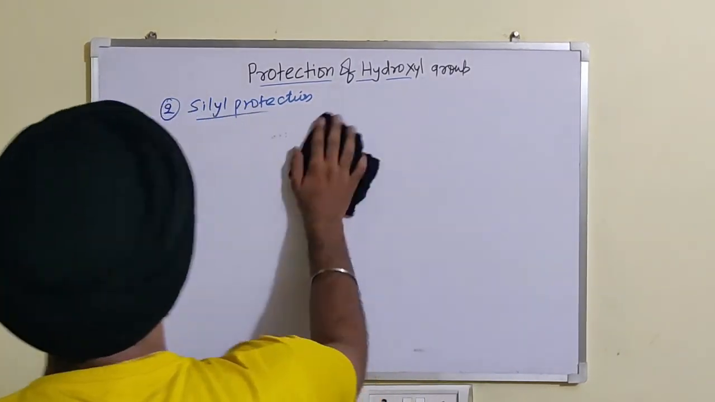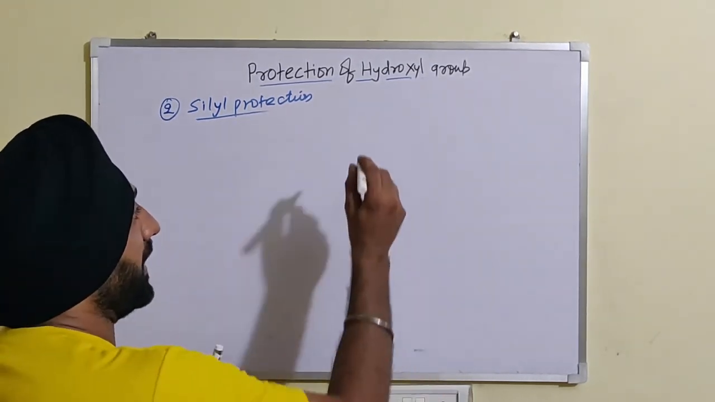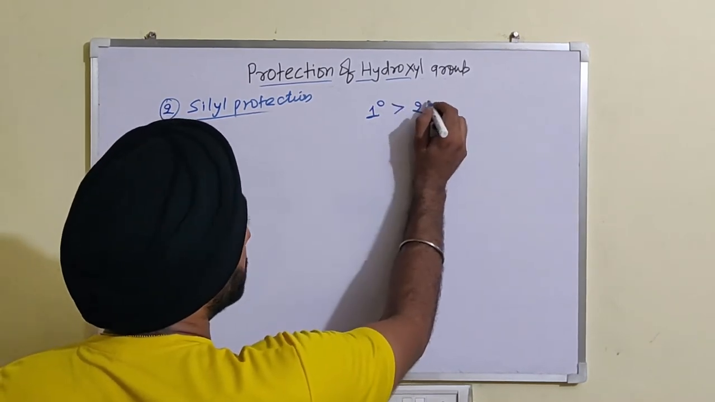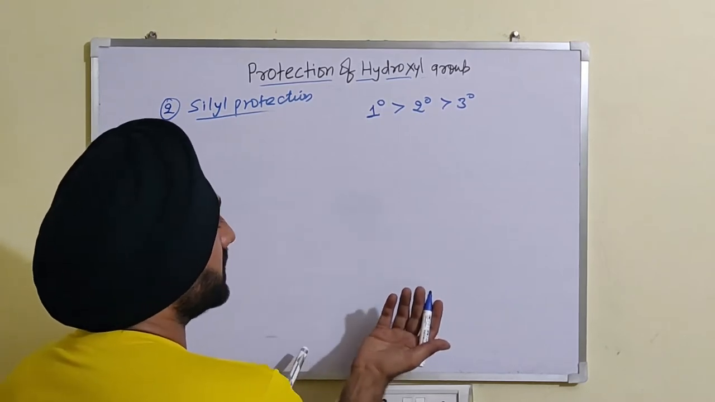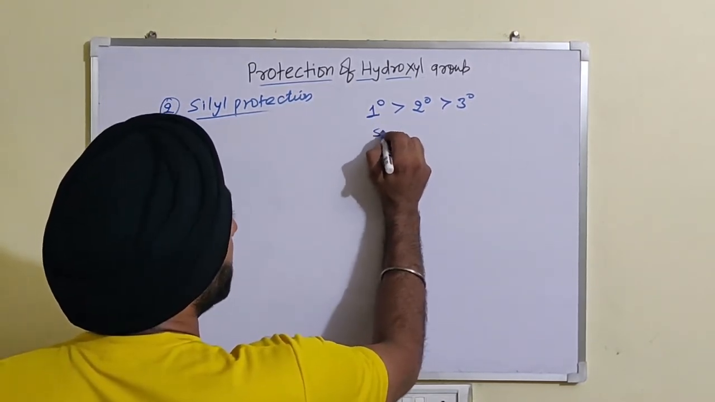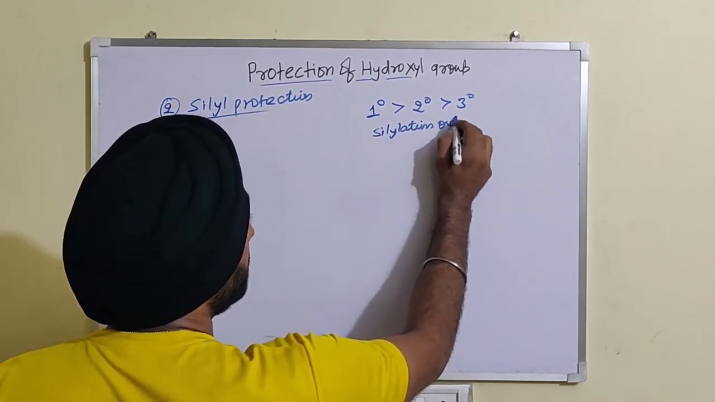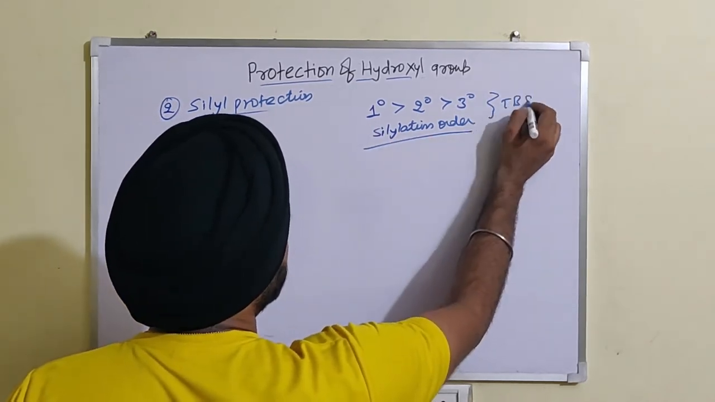Also, for example, in the case of silyl protection, if you want to carry out the protection of, let us say, a primary alcohol, it will take place much faster as compared to secondary, which will be much faster as compared to tertiary. So this is just a no-brainer. This is the silylation order for the TBS protection.